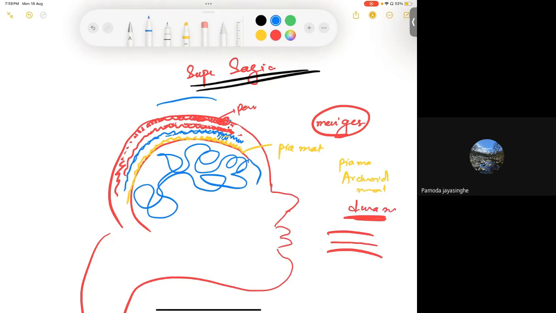So whenever this CSF enters, it circulates all around the brain and all around the spinal cord. We have structures which are known as arachnoid villi. Arachnoid villi are basically finger-like projections which project from the subarachnoid space into the superior sagittal sinus. And via these arachnoid granulations, or these arachnoid villi, the CSF is going to be pushed into the superior sagittal sinus. Is it clear?